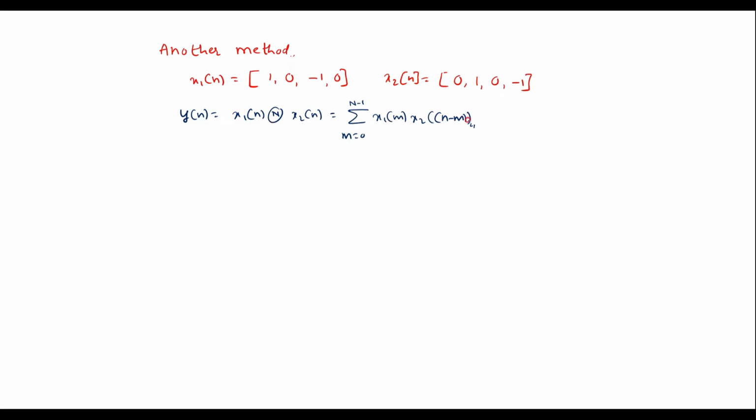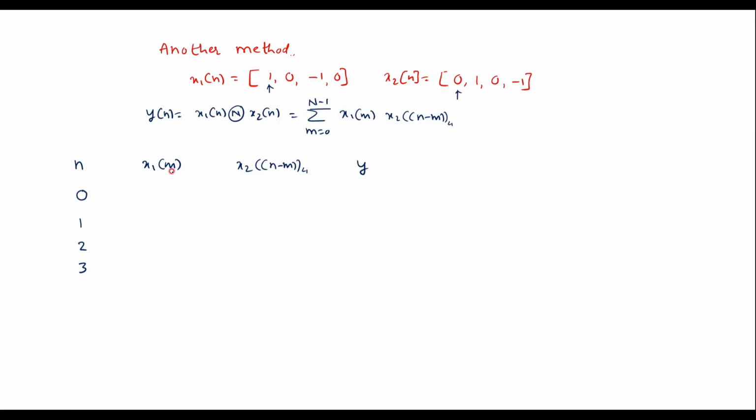That is, the first column is n, the second column is x1 of m, the third column is x2 of n minus m, and the fourth column is y. So as we know, the value of n varies from 0 to 3, that is for n equal to 0, 1, 2, 3.